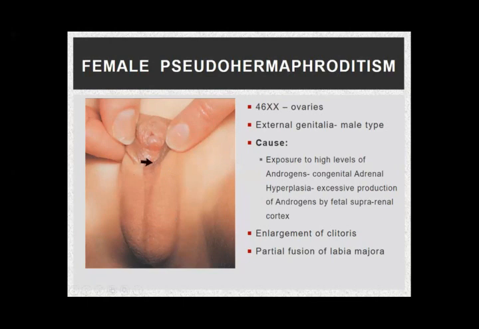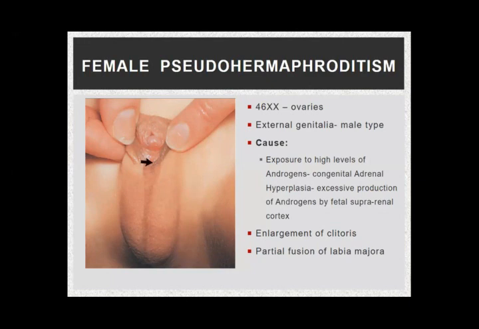Cause क्या है? Cause है कि during pregnancy the mother may be exposed to high levels of androgens, or there may be congenital adrenal hyperplasia. उसकी वजह से the mother may be suffering. Sorry, the mother is okay, but the baby, the fetus may have congenital adrenal hyperplasia. The adrenal gland undergoes hyperplasia. As a result, there is excessive production of androgens by the fetal suprarenal glands.